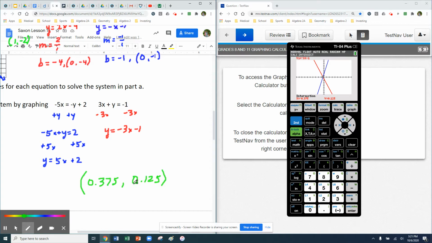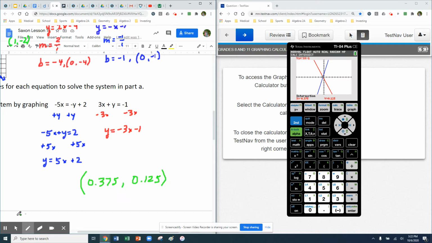So this strategy can be used for any system of equations. You can use that intersect and you can find exactly where those points are. Especially on this one, if we graphed it out, it'd be hard to tell exactly where they cross each other. So this would be a good one to use technology so that we can find exactly what the solution is. So our solution is 0.375 and 0.125.